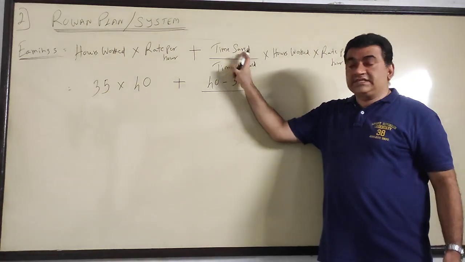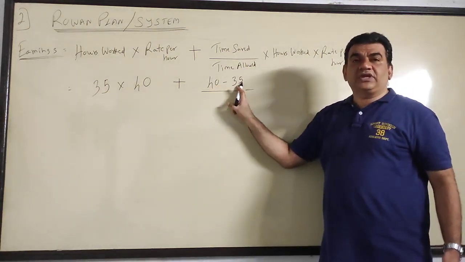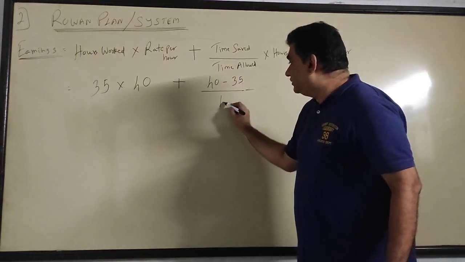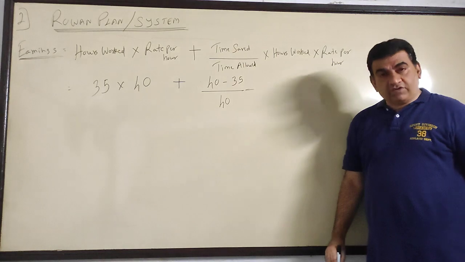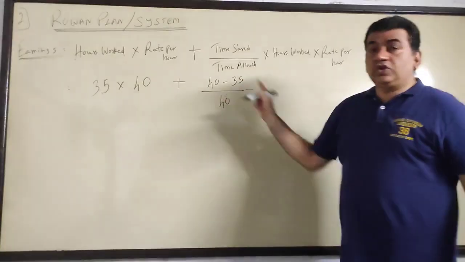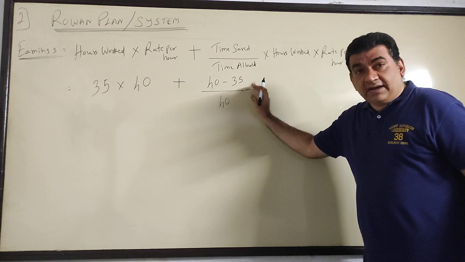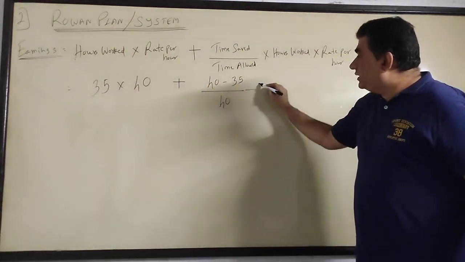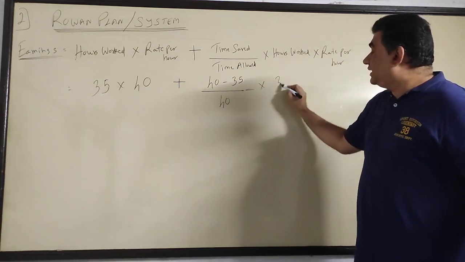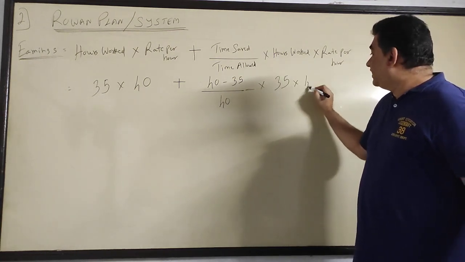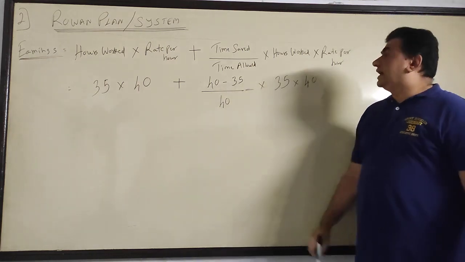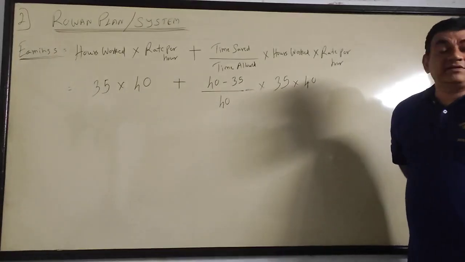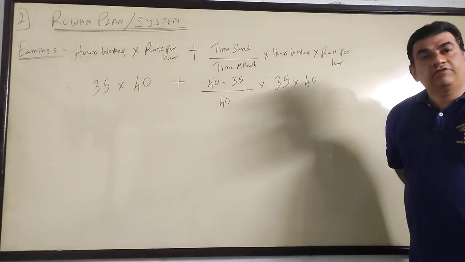So time saved is time allowed minus actual hours, or hours worked, what we did in the previous sum, upon time allowed. Time allowed is 40, in proportion to the normal. That means this is your bonus and the amount will be this in proportion to your normal earnings. So what I'll do? Into hours worked again, how much? 35 into the rate per hour 40.